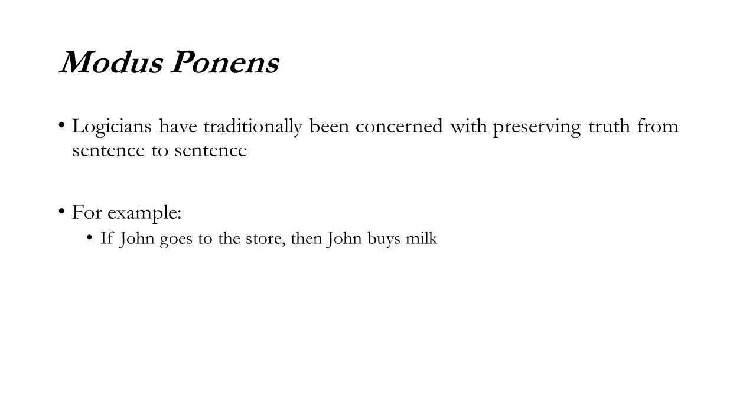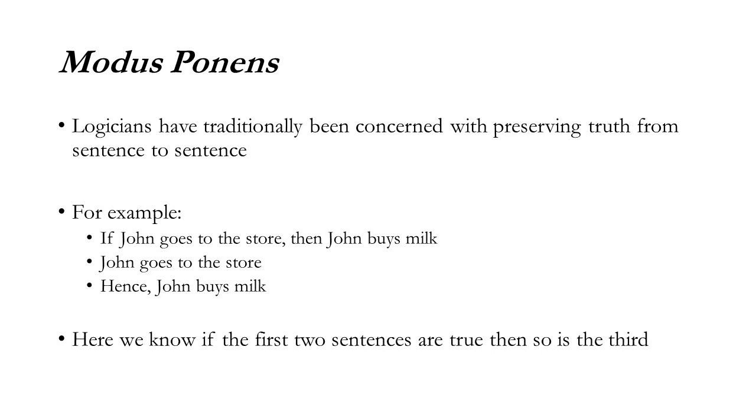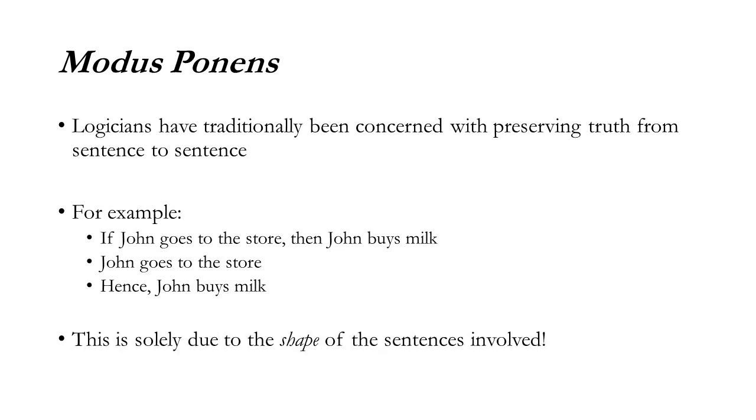Here's a paradigmatic example we'll use for what logicians call modus ponens, which is a way of thinking about how sentences have to be connected. And you'll see in a moment why this might save you some time. So here's an example. If John goes to the store, then John buys milk. John goes to the store, hence John buys milk. Now, if the first two sentences are true, then the third one has to be. It's like we don't really even need the third one. It's just contained, you might think, in the first two. We get it for free. This is solely due to the shape of the sentences involved. This is solely syntax, okay?